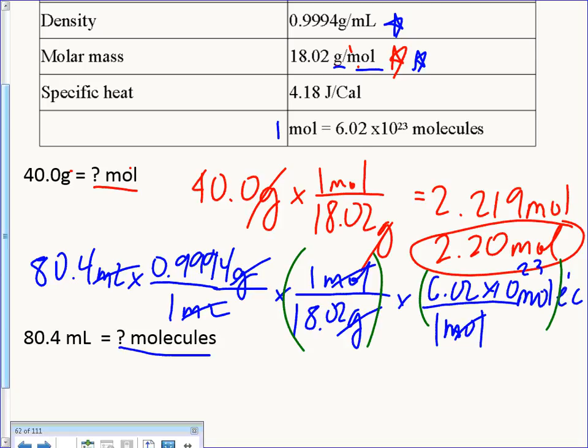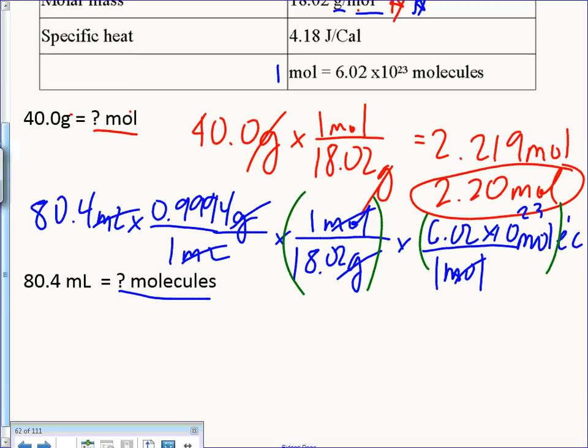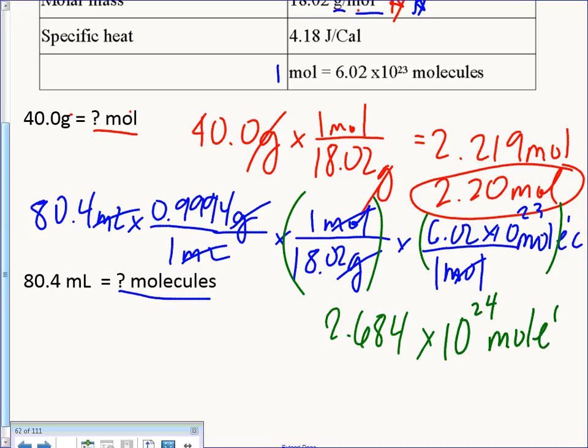Shout it out when you get it. Not every one at once. Does any of these numbers start with a 2? Thank you, Zach. Exactly. They gave 2.684337376. I'm assuming the E is the same as times 10. Right. E is times 10 to the 24 molecules.